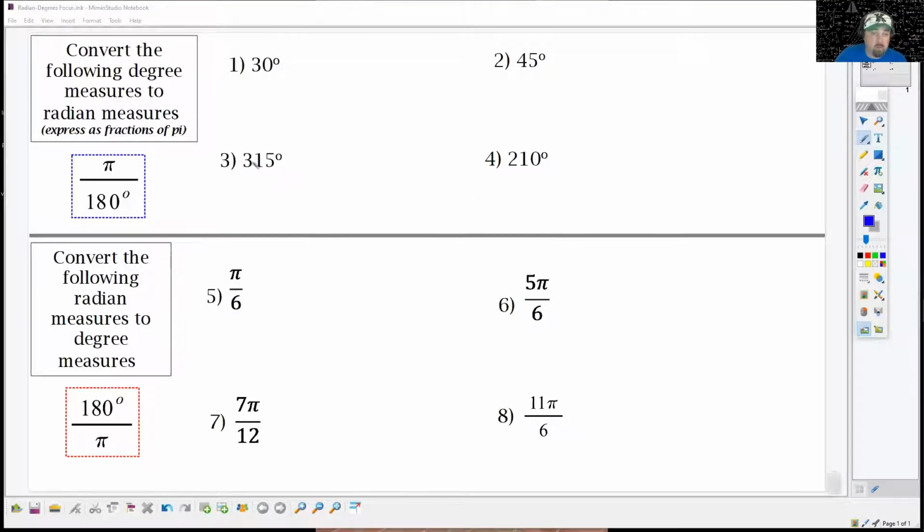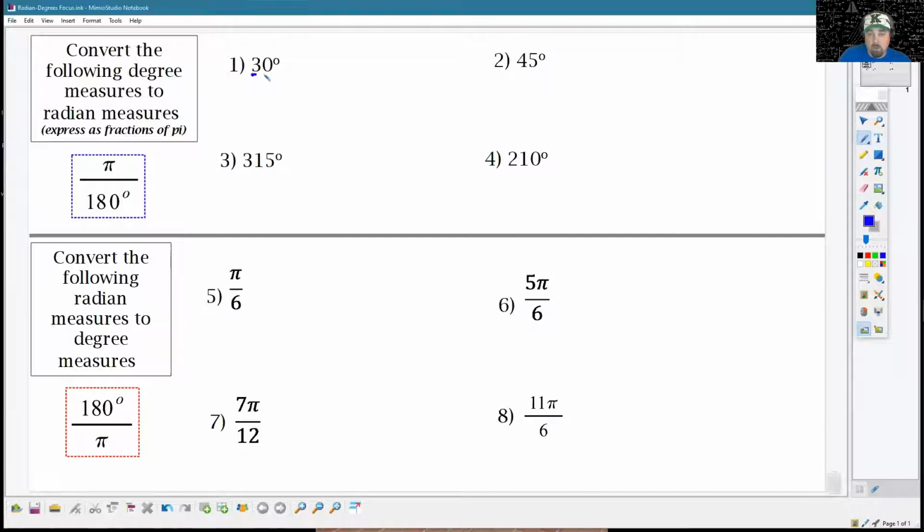Today we're going to talk about converting radians to degrees and degrees to radians. Just a quick review of this. So for 1 through 4, we are converting from degrees to radians. The conversion for that is going to be pi divided by 180. We need to use our fraction rules to do this.